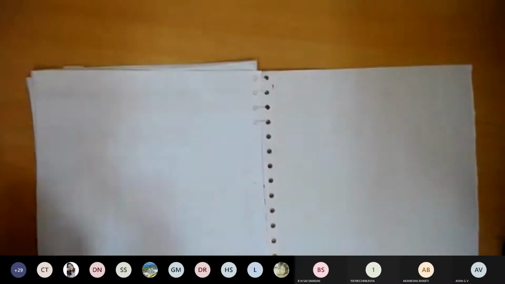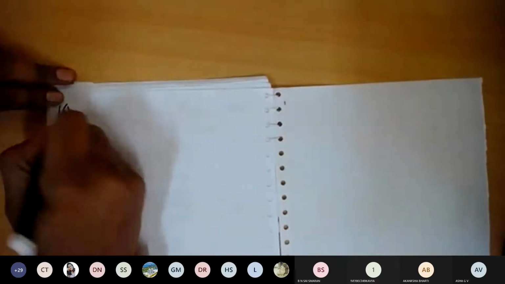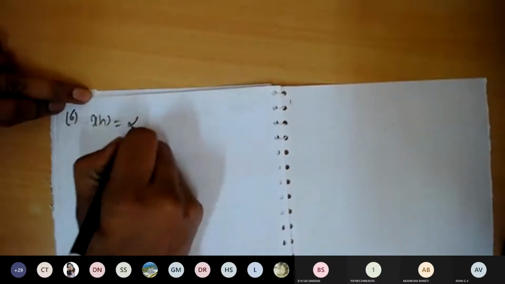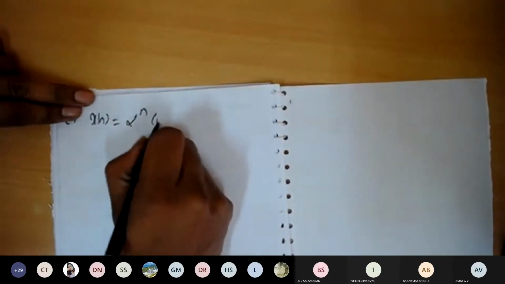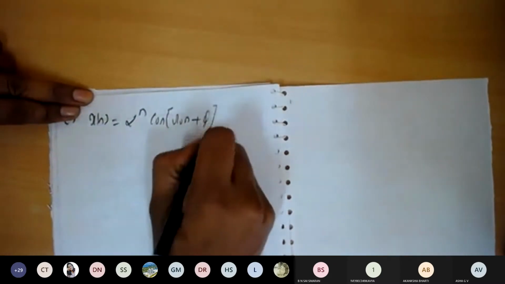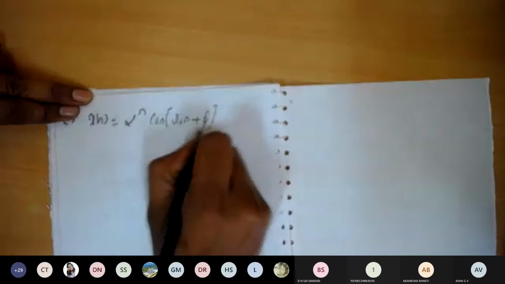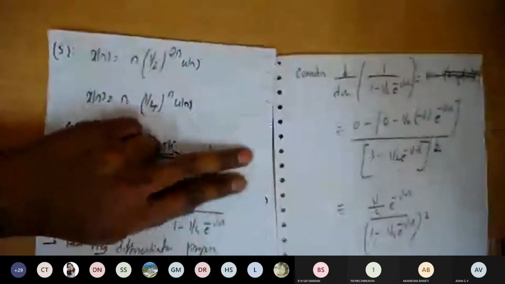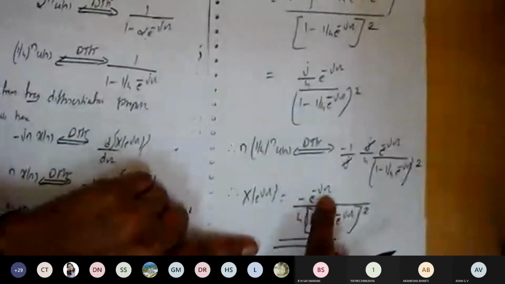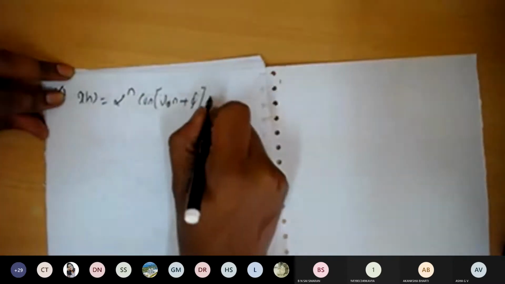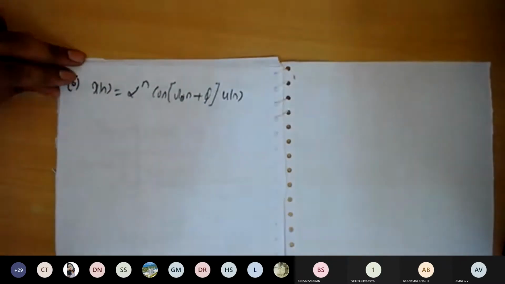So let us take the next problem. Take problem number 6, I guess. Take x of n is equal to alpha to the power of n into cos omega naught n plus phi, into u of n. Here omega naught and omega have a difference. Omega is the term we used in the DTFT, so omega is the frequency domain quantity. Instead of omega, if you have some other term, it is a constant we are going to assume.